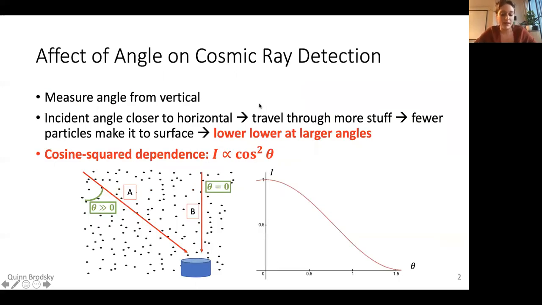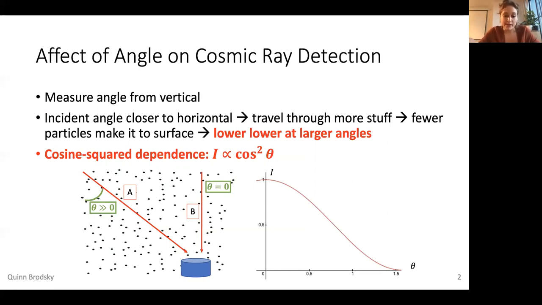So I will be focusing on the angular dependence of these cosmic ray muons. So why does the distribution depend on angle in the first place? Well, let's take two examples of rays. One is ray A, which is at a large angle to the vertical, and one is ray B, which is vertical. And if we use trigonometry, we know that the path traveled by A is going to be larger than the path traveled by B.